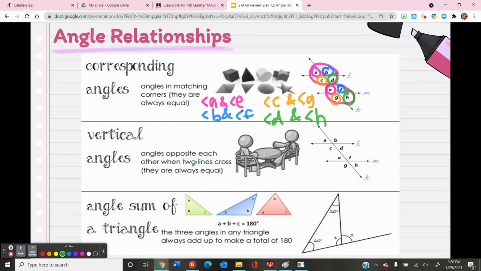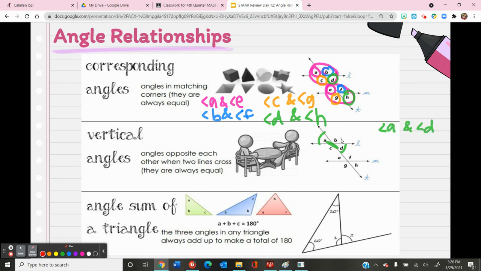So vertical angles are opposite each other when two lines cross. They are always equal. So here I have my sets of parallel lines. They're cut by the transversal. So these vertical angles are directly in front of each other. So for instance, I have angle A, and angle A's vertical angle is going to be angle D. Again, they are across from each other. So here we have angle A and angle D.